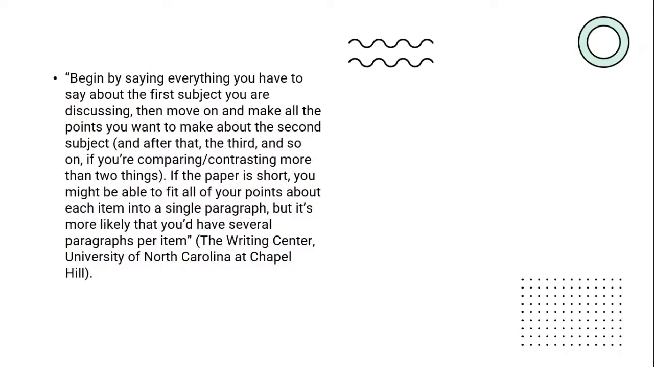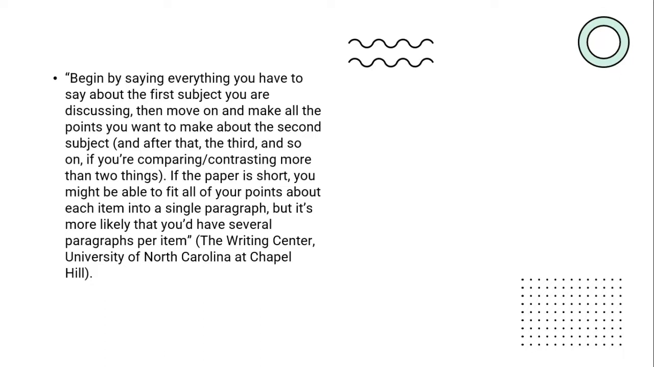With this type of structure, you'd begin by saying everything you have to say about the first subject you are discussing. In the case of your paper, that means the text. Then move on and make all the points you want to make about the second subject, the second text. And after that, the third, and so on, if you're comparing and contrasting more than two things, which you will be doing not for the papers in this class, but when you go on to 1012, where you are effectively writing a compare and contrast paper with multiple items to a certain degree.